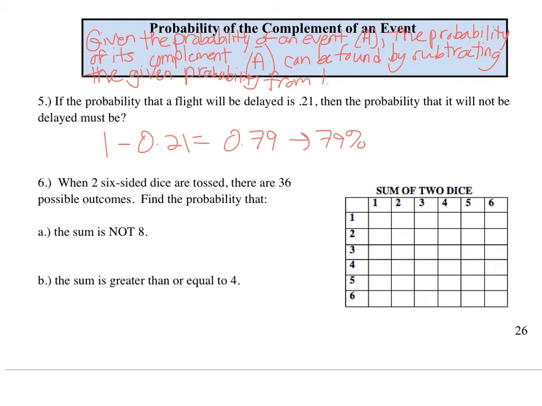When two six-sided dice are tossed, there are 36 possible outcomes. Find the probability that the sum is not 8. So first thing we're going to do is create a little cheat chart. So we're going to find the sum of two dice. So we've got one set of dice down the left-hand side, the other across the top. So if they each would spin a 1, we'd have a sum of 2. 1 plus 2 would give us 3, 1 plus 3 is 4, 1 plus 4 is 5, 1 plus 5 is 6, 1 plus 6 is 7. And then you just keep going like that.